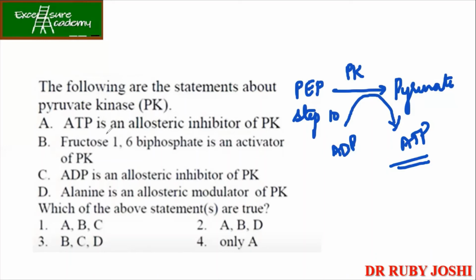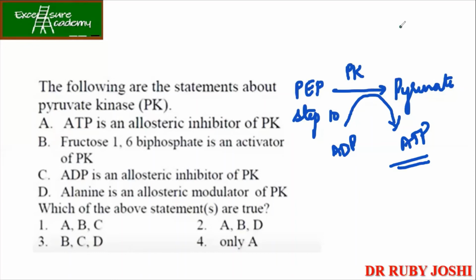So ATP is an allosteric inhibitor of PK. Is it true? Is this statement true? Fructose 1,6-bisphosphate is an activator of PK. ADP is an allosteric inhibitor of PK. Alanine is an allosteric modulator of PK. Yes, guys. क्या लगता है? What is the concept of that allosteric inhibitor?